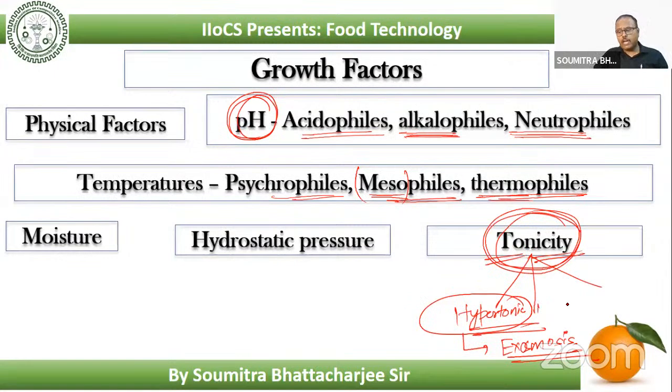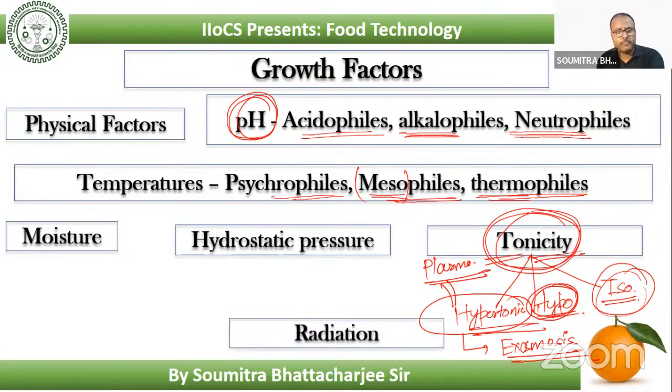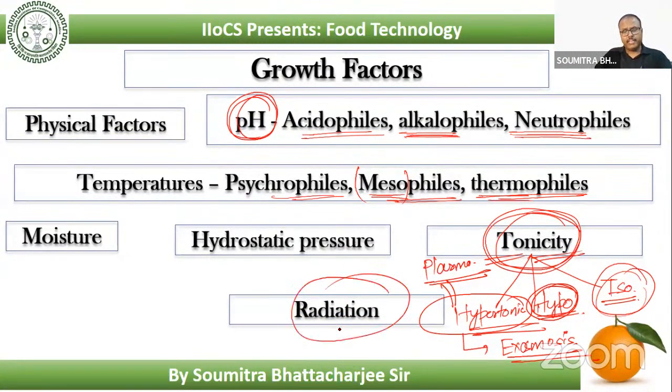What is a hypotonic environment? In a hypotonic environment, endosmosis of the cell will happen, and in an isotonic environment, an equilibrium will be maintained. So a hypertonic environment is always related to plasmolysis. A hypotonic environment is always related to deplasmolysis, and isotonic always helps in maintaining normalization accordingly. Okay, so radiation, the next important growth factor.